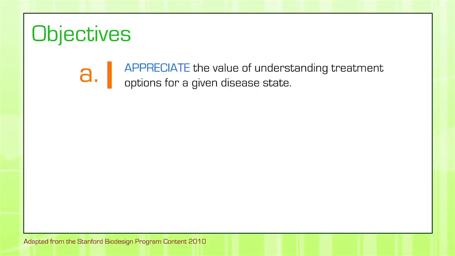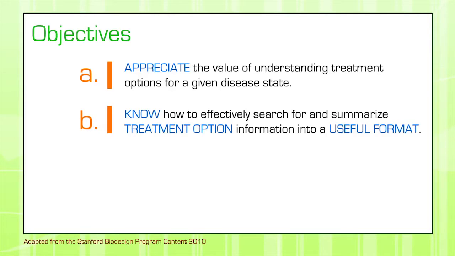If we go to the first slide on objectives, you can see that our goals here are to appreciate the value of understanding treatment options of a given disease state or problematic state. And to know how to effectively search for and summarize treatment options in a useful format, because for many problems you're going to find many options, but not all that information is going to be readily available if you think of exploring the web page of each and every one of those solutions. So putting them in a useful format is going to make your life easier when thinking of new treatment options that address the problem from the root cause.